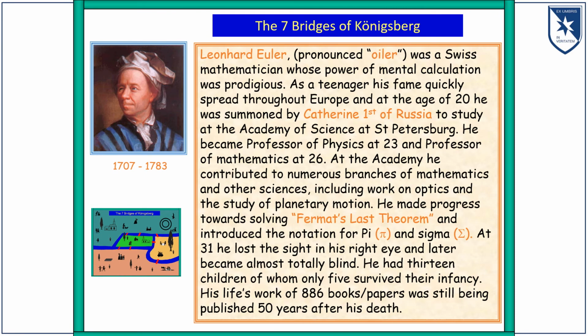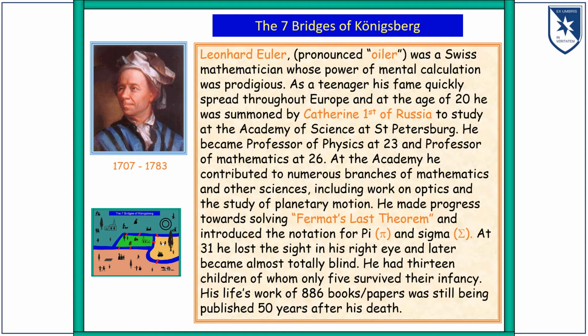Okay, let's look at the history of the 7 bridges of Königsberg problem. Leonhard Euler, seen on the left there in the photograph, was a Swiss mathematician whose power of mental calculation was prodigious. As a teenager, his fame quickly spread throughout Europe, and at the age of 20, he was summoned by Catherine I of Russia to study at the Academy of Science at St. Petersburg. He became Professor of Physics at 23 and Professor of Mathematics at 26.